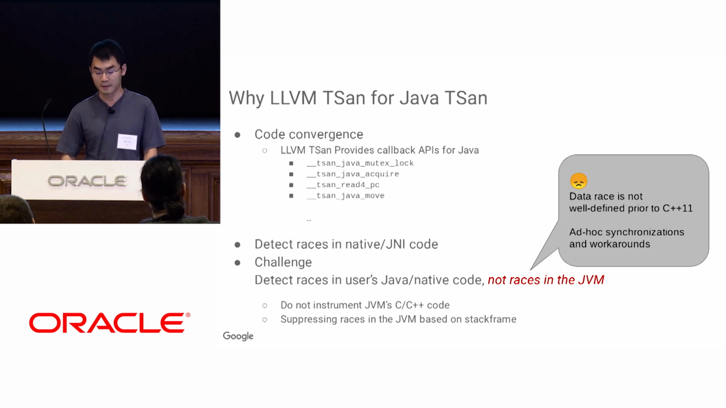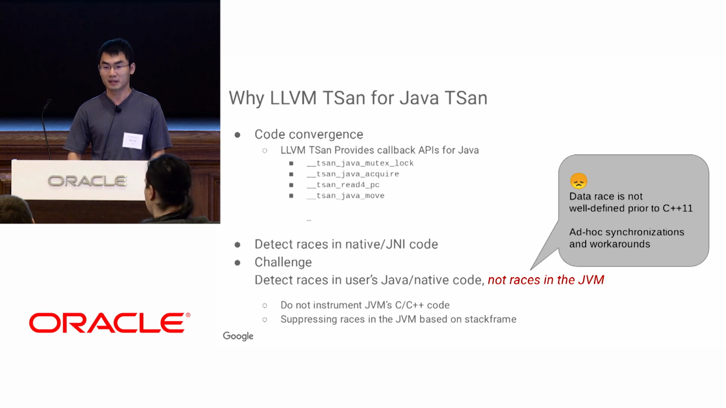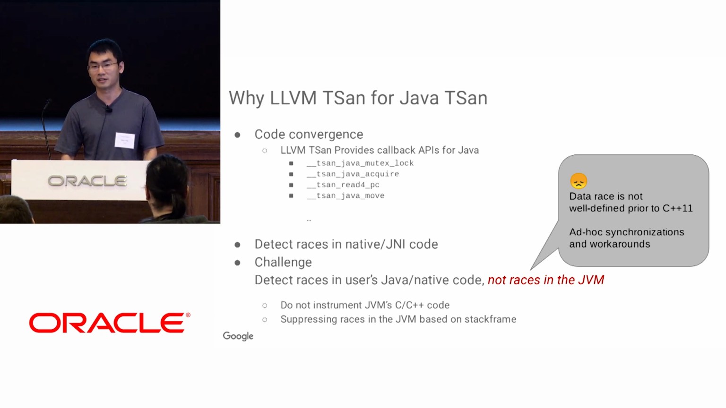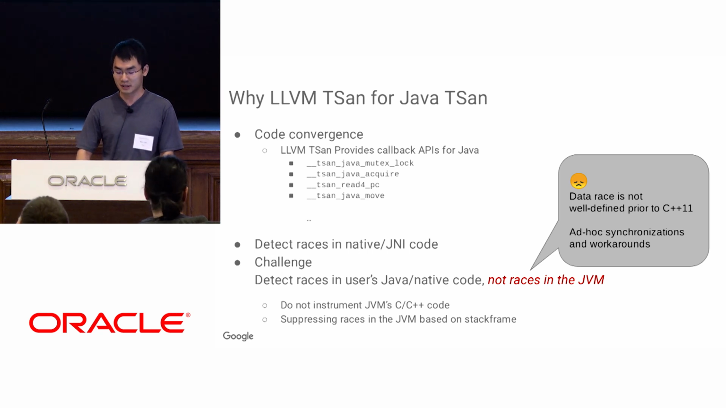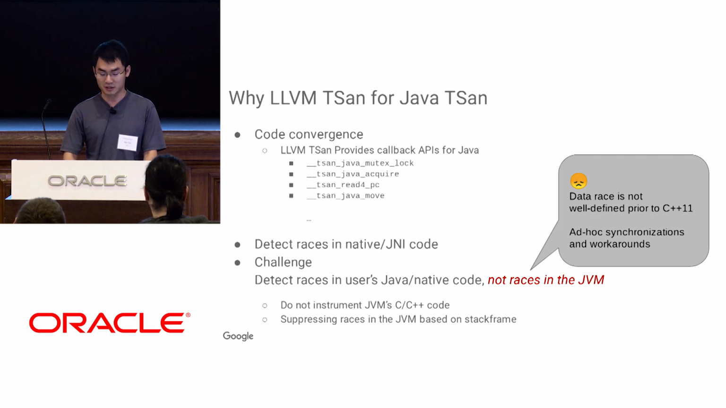And the second reason is that the JVM has its own ad hoc synchronization and workarounds. For example, it basically re-implemented all the atomic accesses of the C++ standard library in a different way in the JVM, and it has its own assembly functions that implement some kind of synchronization. TSan is not aware of all these synchronizations, so it will report false races if we attempt to use TSan. It could be a future goal that we can try to use TSan to detect races in the JVM itself, but it's not the current goal.